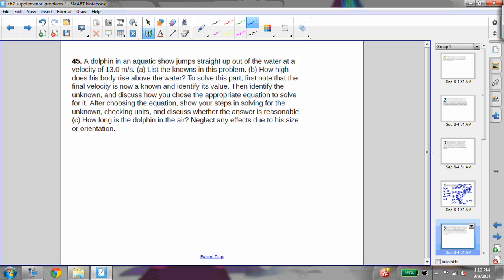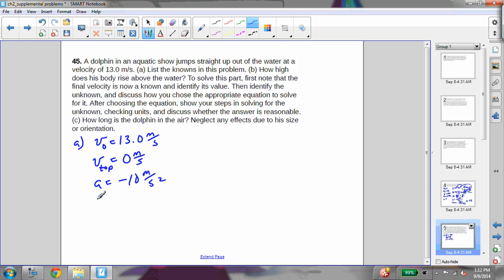All right, a dolphin in an aquatic show jumps straight up out of the water at a velocity of 13 meters per second. List the knowns in this problem. Okay, we should always do this for every problem. Jump straight out of the water, has an initial velocity equal to 13 meters per second. We know that the velocity at the top is equal to 0. I'll call this V top. I know that the acceleration is equal to negative 10 meters per second squared.